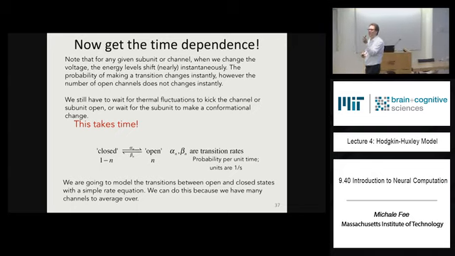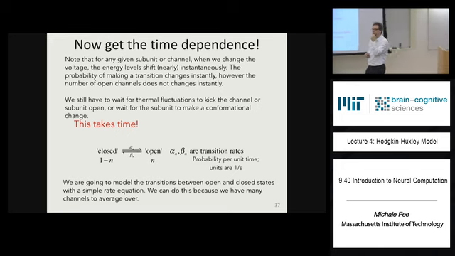Yes? Rebecca, right? What's the cause of the thermal fluctuations? Just random fluctuations? Just warmth.